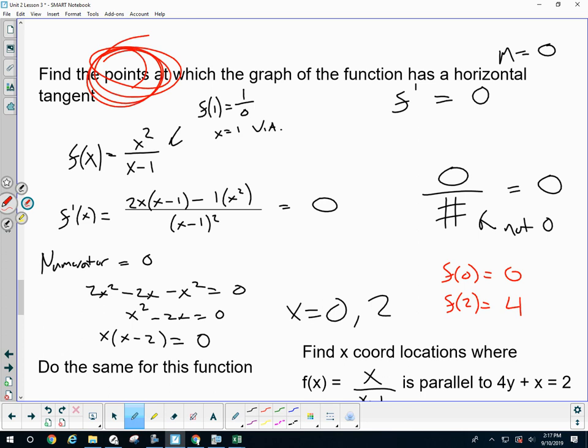Read your question carefully. Make sure you provide what is asked for. If they ask you for just x coordinates, you could have stopped at 0 and 2. If they ask you for equations of tangent lines, you can't. Okay.